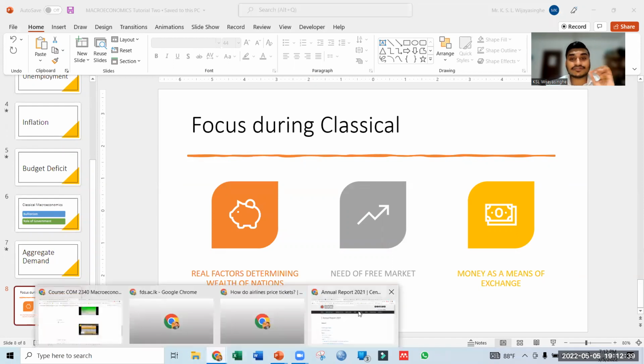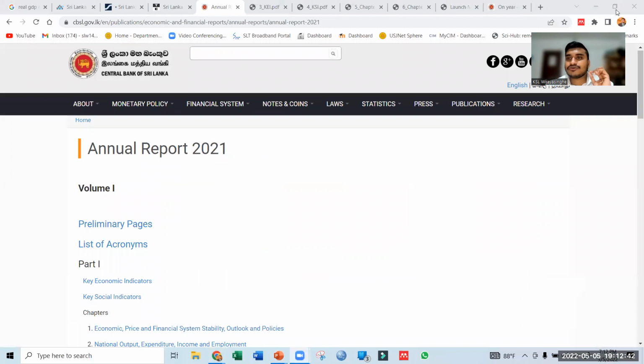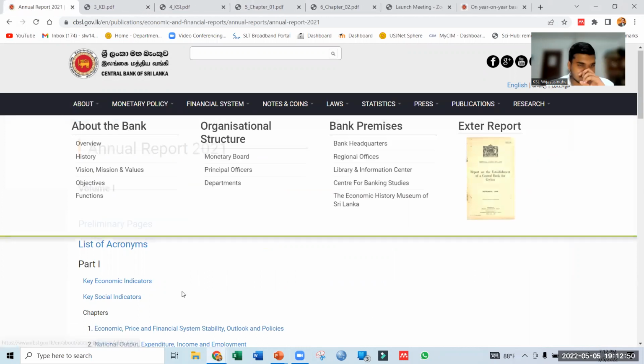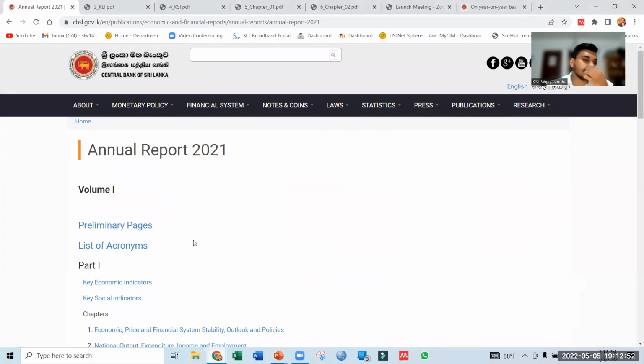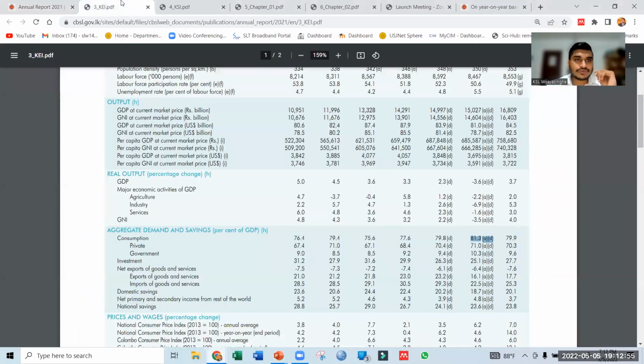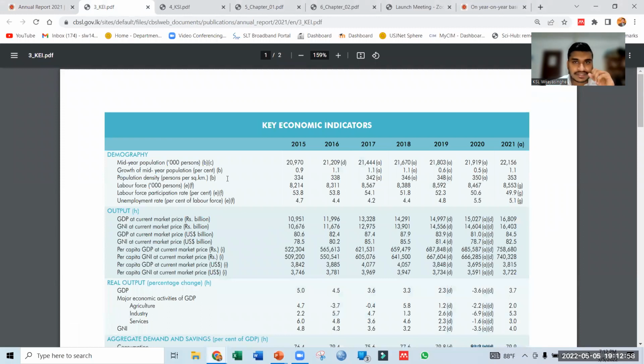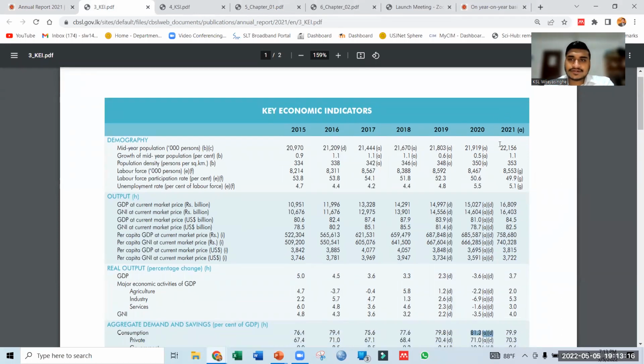But before we finish today's session, I want to move back into the central bank reports. So we are done with these. And I did also show how you reach the central bank. So this is the 2021 report. If you go through the key economic indicators, you see in 2021, our population has crossed the 22 million. In 2020, it was 21.9. And in 2021, we have crossed the mark of 22 million.